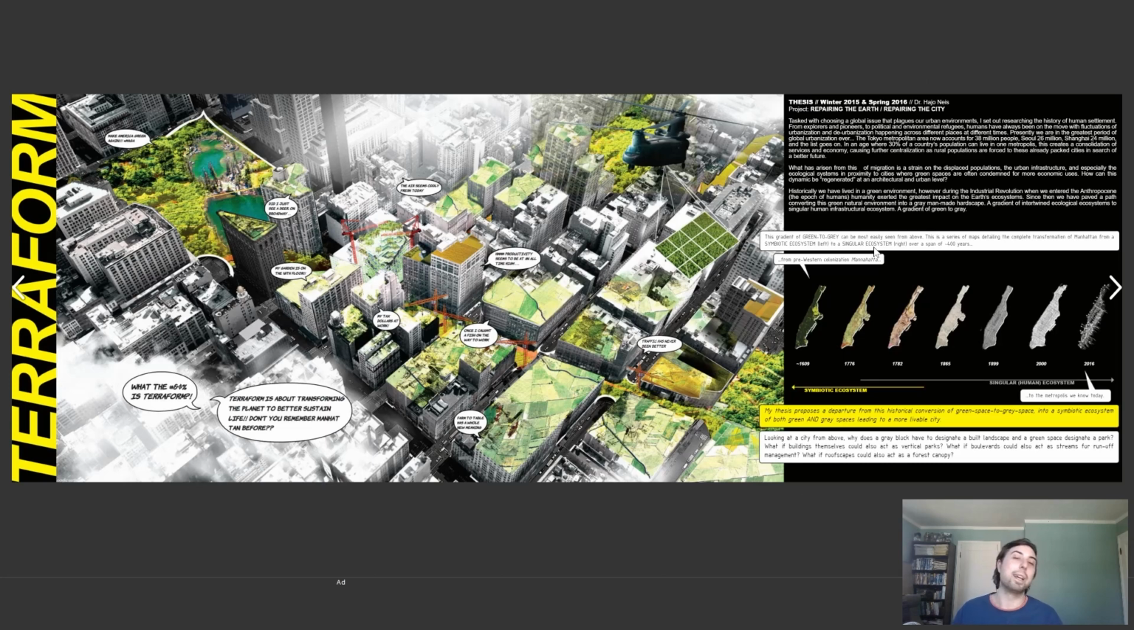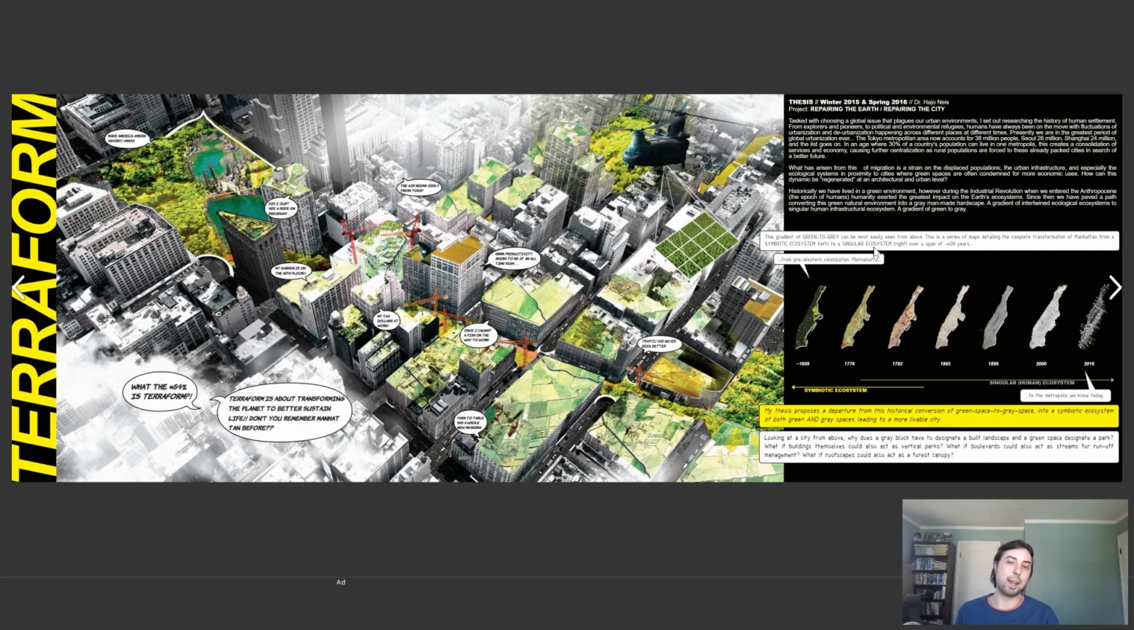Oh boy, oh man, I haven't seen this project in a long time. This is going to be difficult for me to explain. This is my bachelor thesis project, Terraform. I don't know how I passed, honestly, with this project. It is a miracle I passed.